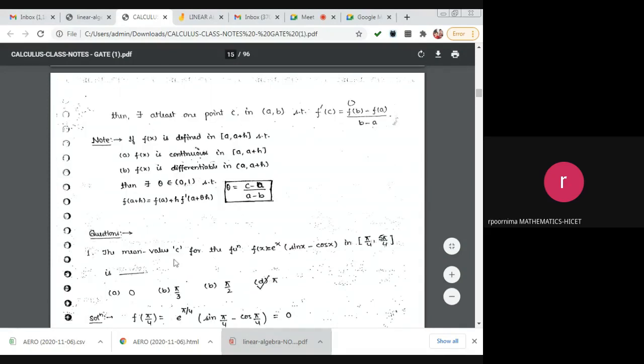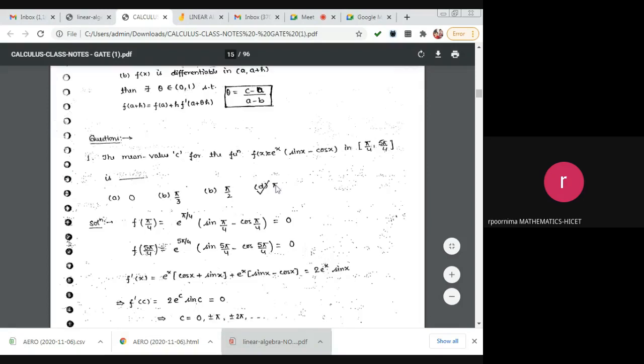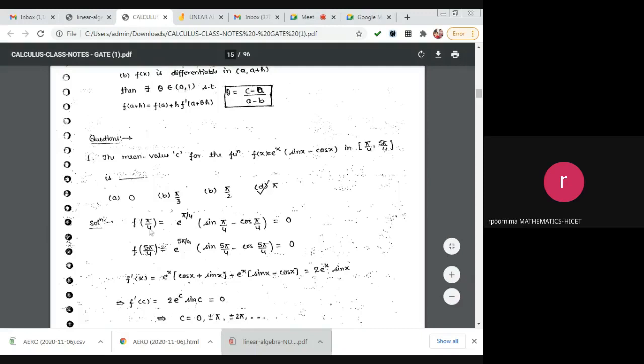The mean value c for the function f of x is e power x into sin x minus cos x in the closed interval pi by 4 comma 5 pi by 4 is pi. The solution: you just find the function at the point f of pi by 4 and at the point f of 5 pi by 4 separately, and both are the same.